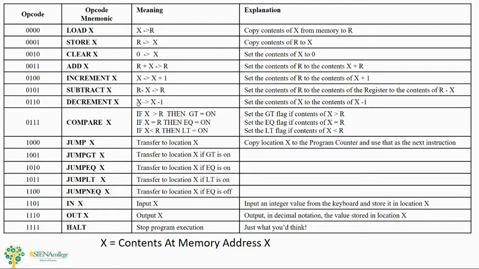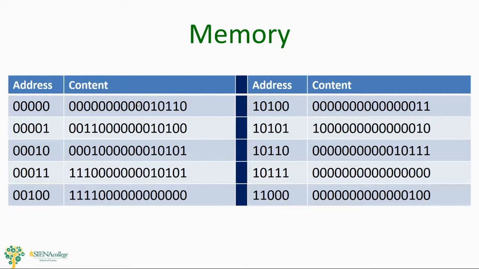So on this chart, wherever you see X, that refers to the contents that can be found at memory location X. So here's sample memory. We've got 10 different memory locations, 10 different memory addresses, and their contents. We have 0, 1, 2, 3, 4, 20, 21, 22, 23, and 24. This is in binary. This is what's being stored internally to the computer.